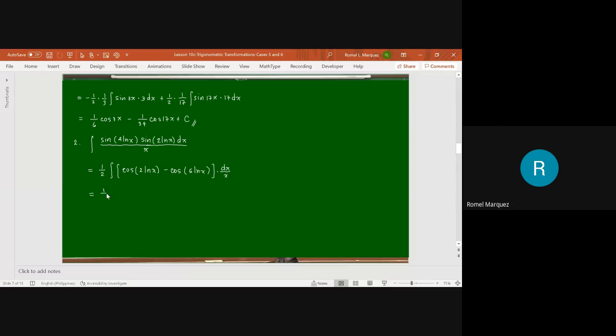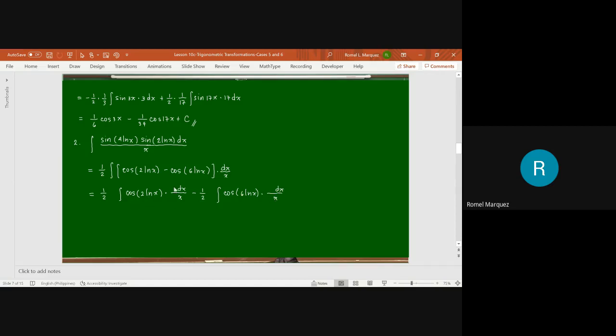So this gives us 1/2 integral of cosine of 2 ln x times dx over x. And then minus 1/2 times the integral of cosine of 6 ln x times dx over x. I will put enough space here because I'm going to introduce a constant.